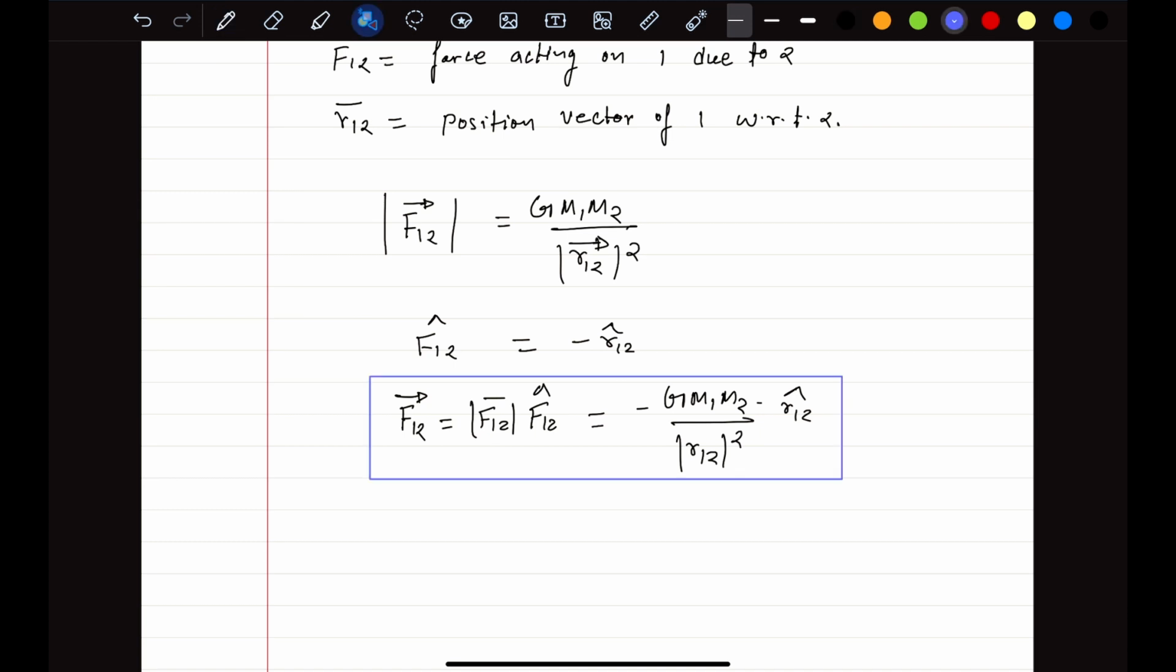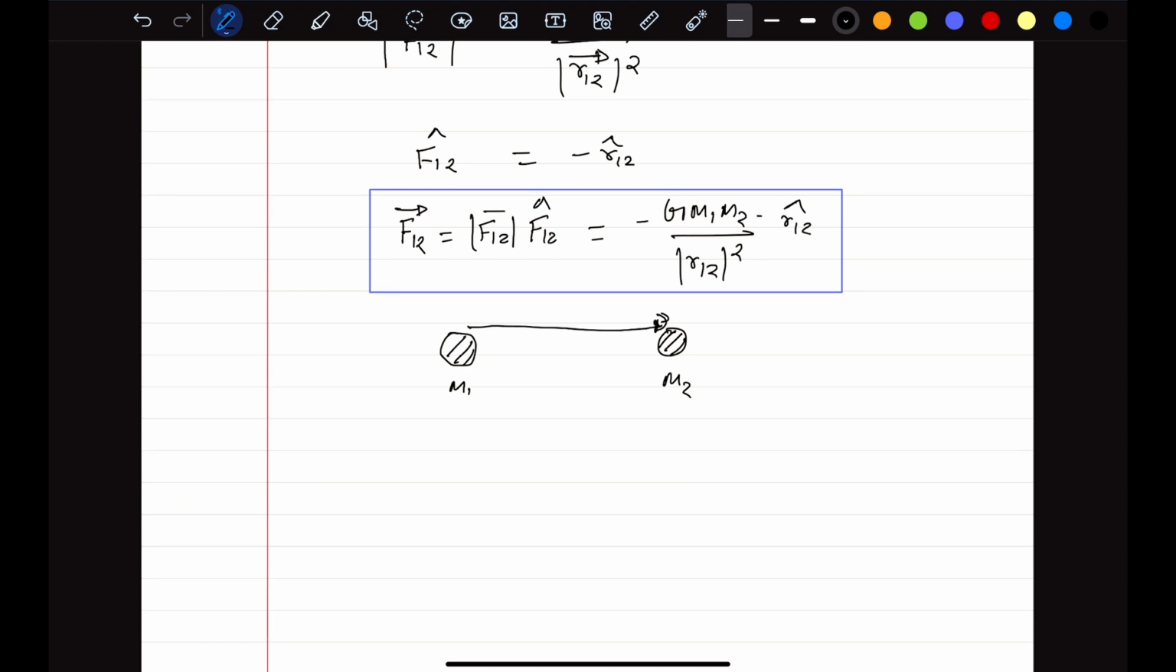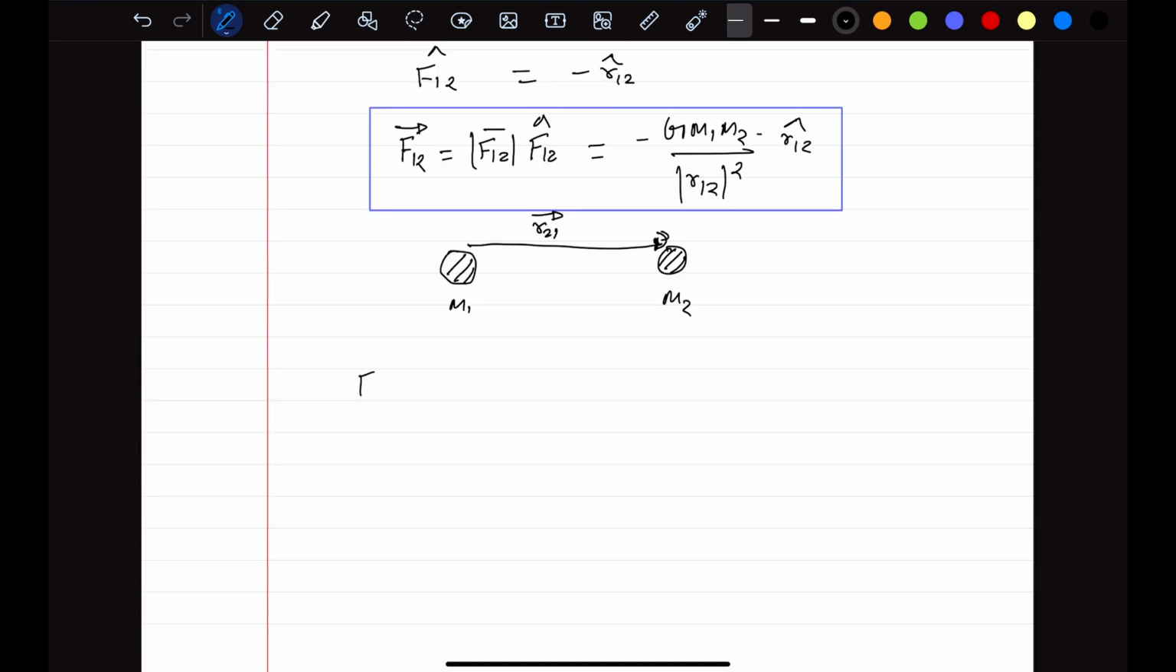Now let's write down the F21. F21 is the force on 2 due to 1. So again, I am going to draw the masses. This is the mass 1. This is the another mass 2. The distance between them is, again, I am calculating the distance of the 2 with respect to 1. That will be R21 vector. So F21 is the force on 2 due to 1. Of course, we are talking about the gravitational force, and R21 vector is position vector of 2 with respect to 1.